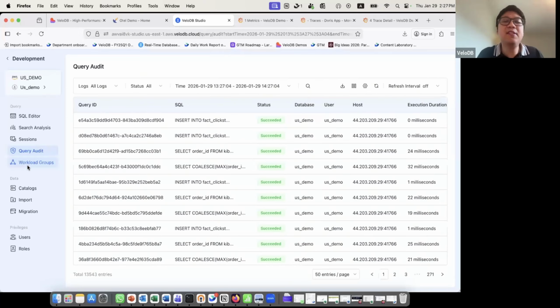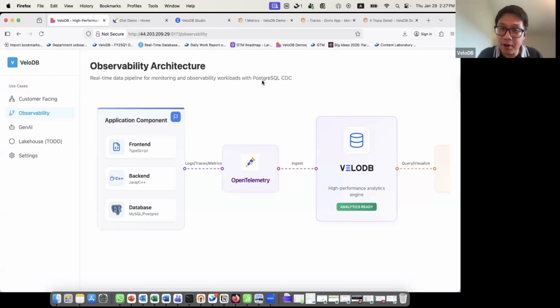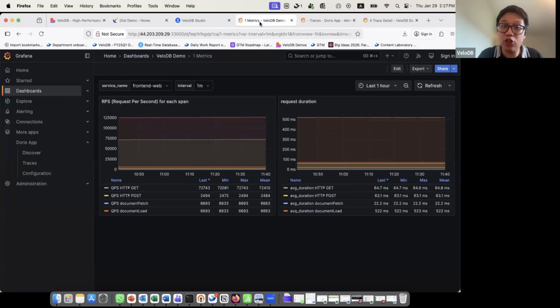But oftentimes, this isn't where your SREs or your operational folks are working. They're probably working in something like Grafana. And in this case, we have Grafana also integrated, where we can better visualize some of the traces in addition to logs and metrics. And we're going to go through some of these things right now. So first things first, we'll start off with a dashboard.